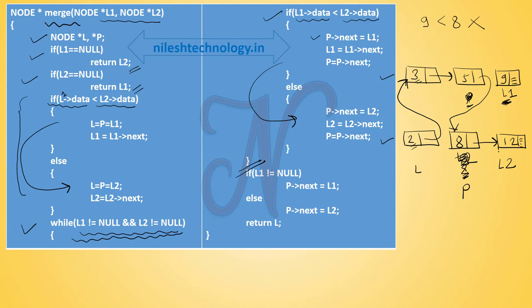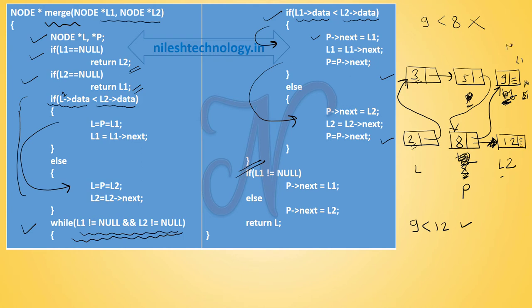L1 is not equal to null, L2 is not equal to null, true. Check the condition again: 9 is less than 12, true. So going to the if condition. P of next, this is your P, P of next is going to L1. So here we remove this line. L1 equal to L1 of next. See here, L1 of next doesn't have any node, so now L1 is null.